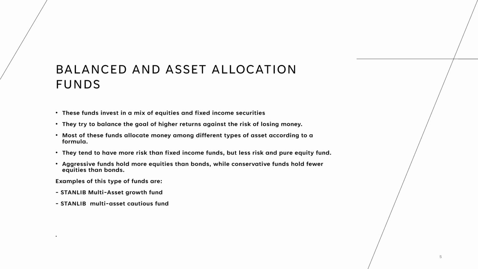The next one I want to talk about is balanced and asset allocation funds. These funds invest in a mixture of equities and fixed income securities. They try to balance the goal of higher returns against the risk of losing capital. Most of these funds allocate money among different types of assets according to a formula. Aggressive funds hold more equities, while conservative funds hold fewer equities than bonds. Examples of this type of fund are the Standard Multi-Asset Growth Fund and the Standard Multi-Asset Cautious Fund.